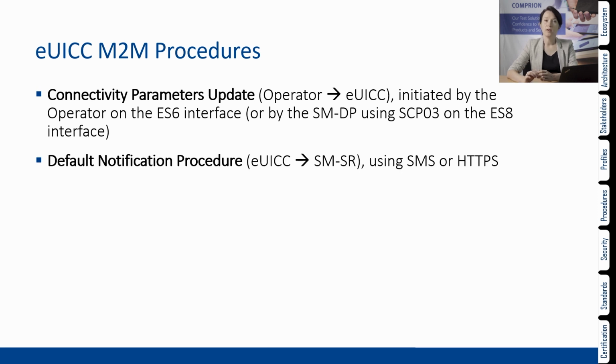Okay. The default notification procedure. So there are plenty of notifications in the M2M, and they can be sent via SMS or HTTPS, and they go from the EUSSC to the SMSR for this default notification procedure. But in general, there are notifications being sent to the server side from the EUSSC just to inform about the status of the profile being enabled or disabled. You will see it in the detailed description.